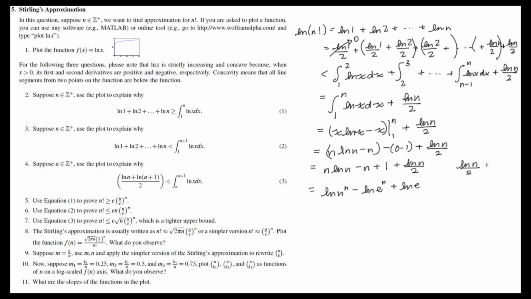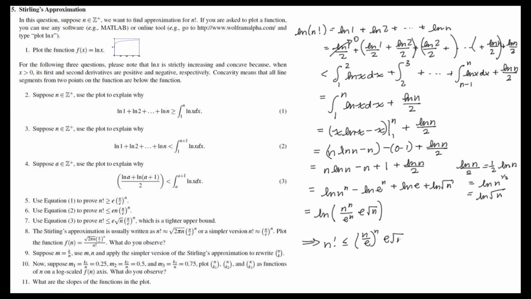n over 2 is 1/2 times natural log n, which is natural log of n to the 1/2, which is natural log of square root n. So this is plus natural log square root n. And then overall we have, again combining everything, natural log of n to the n over e to the n times e square root n. And therefore, n factorial less than or equal to n over e to the n, e square root n.